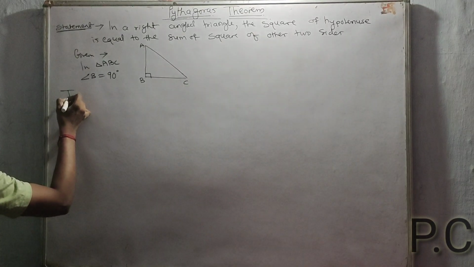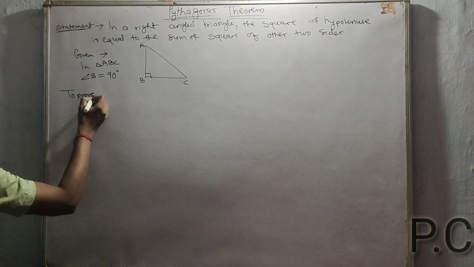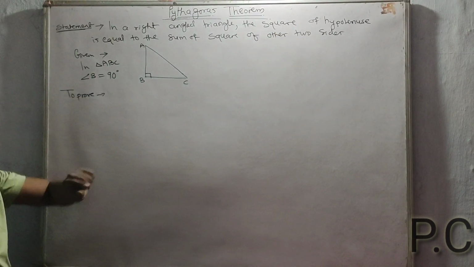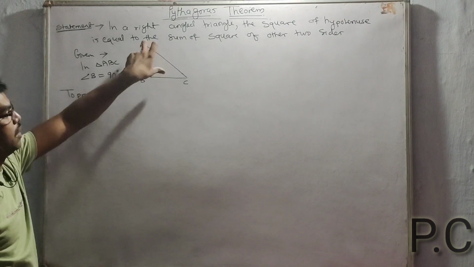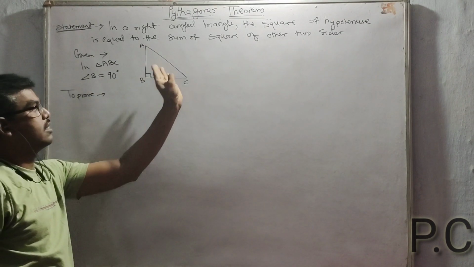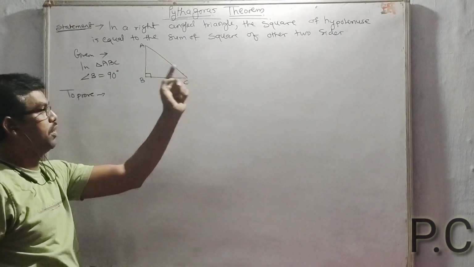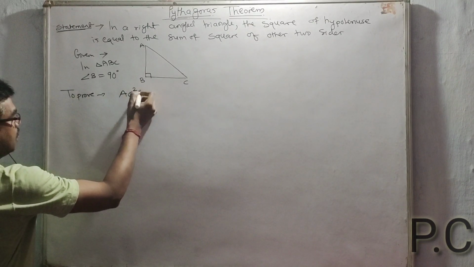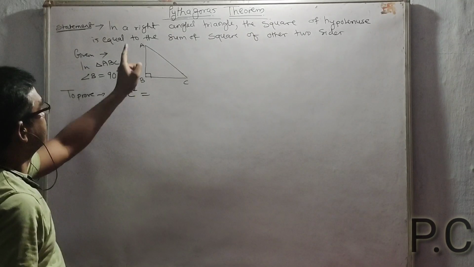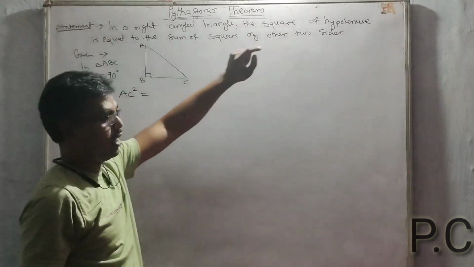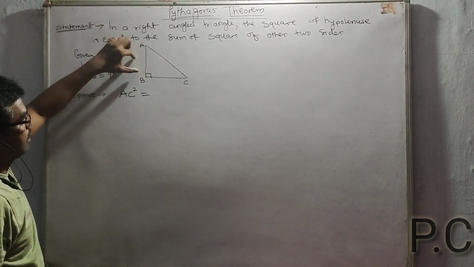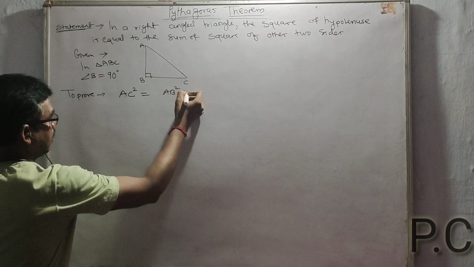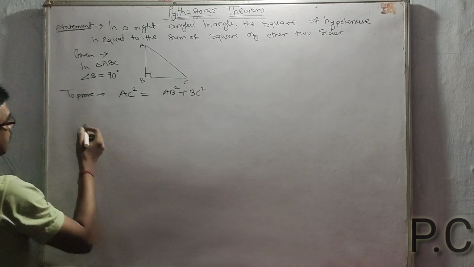Now we have to prove that the square of hypotenuse. Hypotenuse means what? The side opposite to 90 degree. जो 90 डिग्री के सामने वाली जो साइड है, that is the hypotenuse. So square of hypotenuse, that means AC square, is equal to the sum of squares of the other two sides. Other two sides are AB and BC: AB square plus BC square.